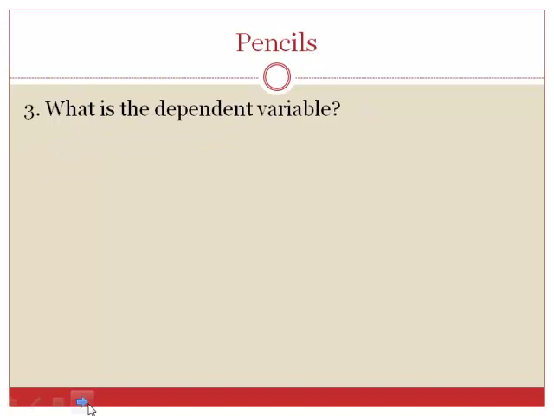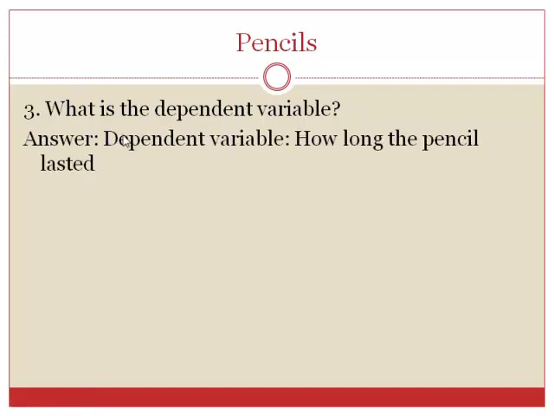Alright, next one. What is the dependent variable between the two groups? So what was I measuring in the experiment? Give you a few seconds. And the answer is how long the pencil lasted. So that's what we recorded as our data.